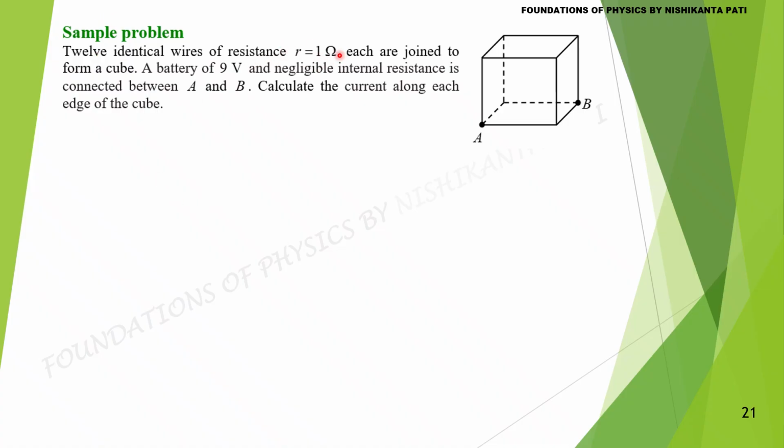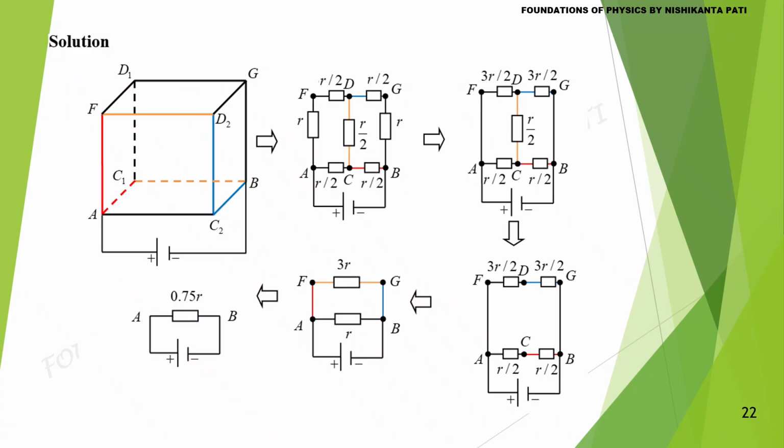Each resistor is 1 ohm. A battery of 9 volt is connected between A and B. We need the current along each edge of the cube. C1, C2 same potential. We can join to form C. D1, D2 same potential. We can join to form D. D, C are of same potential. So this R by 2 can be removed. Hence, the effective resistance is 0.75 R.